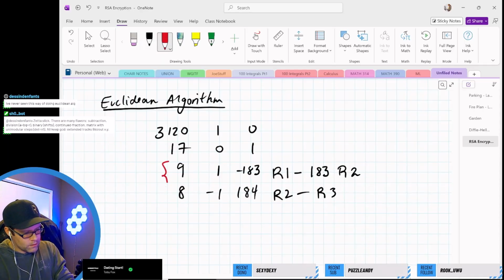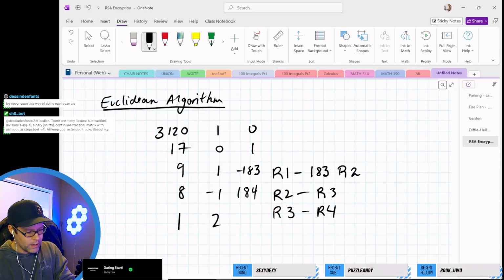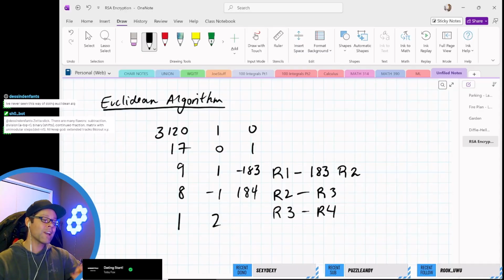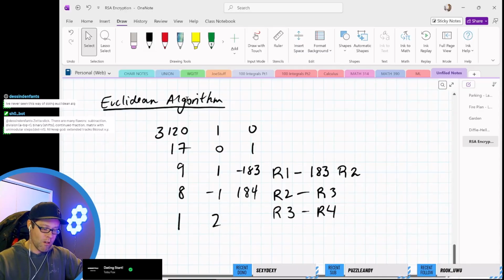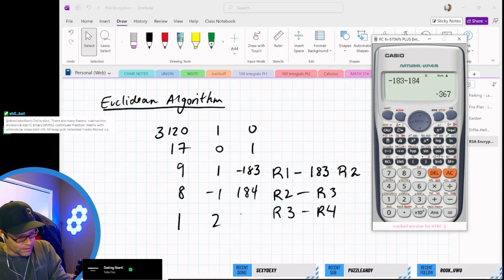And then our final step here is just going to be comparing these two. We know that we can take row 3 and subtract 1 copy of row 4. 9 take away 8 is 1. 1 plus 1 is 2. And then we have negative 183 take away 184 more. That's going to be big. So let's take negative 183, take away another 184. So we get negative 367.